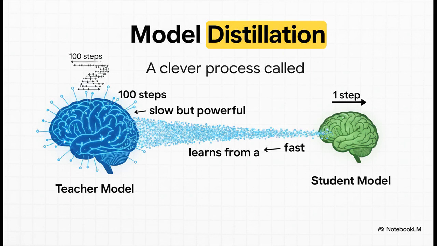To get around this speed problem, researchers turned to a really clever idea called model distillation. The concept is actually pretty simple, but super powerful. You take a huge, slow, but highly accurate teacher model, that's the one that takes 100 steps to make a perfect image. Then you train a smaller, much faster student model to produce the exact same quality image, but in a fraction of the time. The whole goal is to basically transfer all that knowledge and skill into a much more efficient package.